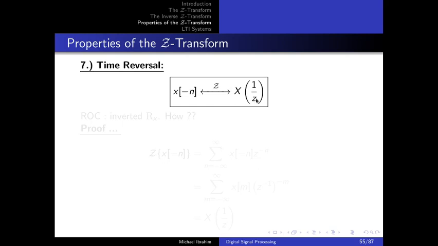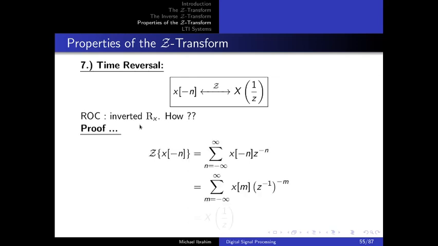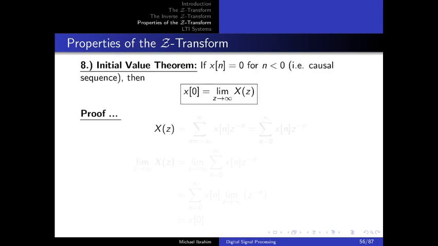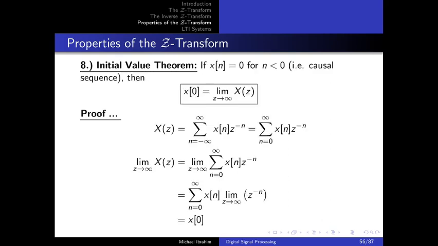So if the region of convergence is modulus z larger than 1, then you would replace z by 1 over z. So it's modulus 1 over z larger than 1, which is modulus z less than 1. That's why we say the ROC would be inverted. Again, the proof is easy, but we will skip it for now. Okay, and let's ignore the last property, which is the initial value theorem. Let's ignore it, and this basically concludes the section on the properties of the Z transform.